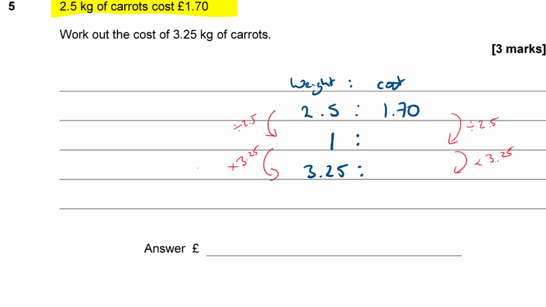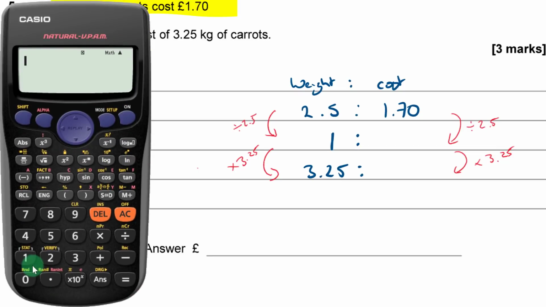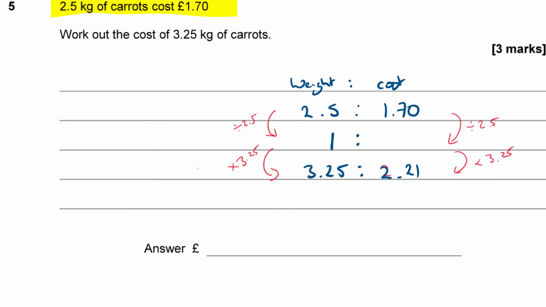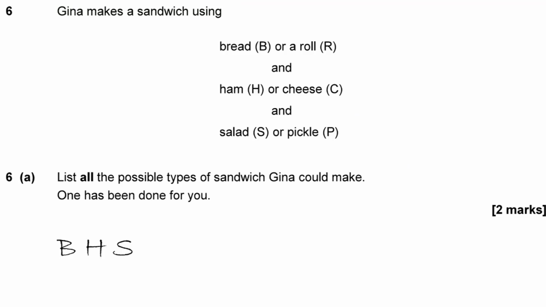So reaching for a calculator, I just type in 1.7, divide it by 2.5 to find the cost of 1 kilogram, and then times it by 3.25. I don't really need to write down the middle value if I don't want to. It's just the answer down here that I need to find. So 2.21 is the solution, isn't it? So that means that 3.25 kilograms of carrots costs £2.21.